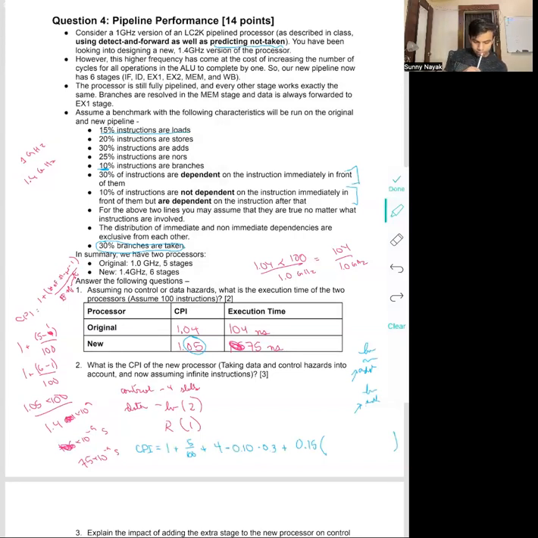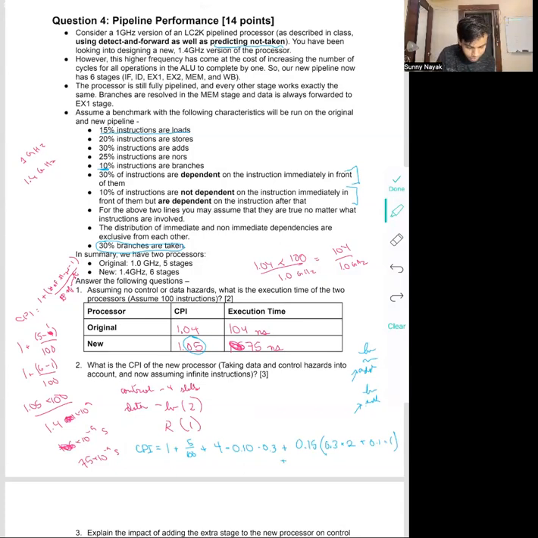So 15% of the time I have a load. Of that 15%, 30% of the time, I'm going to stall for 2 cycles because it's going to be dependent on the instruction immediately before them. And 10% of the time, so 0.1, I'm only going to have to stall for 1 cycle. Great. So that's data hazards for loads.